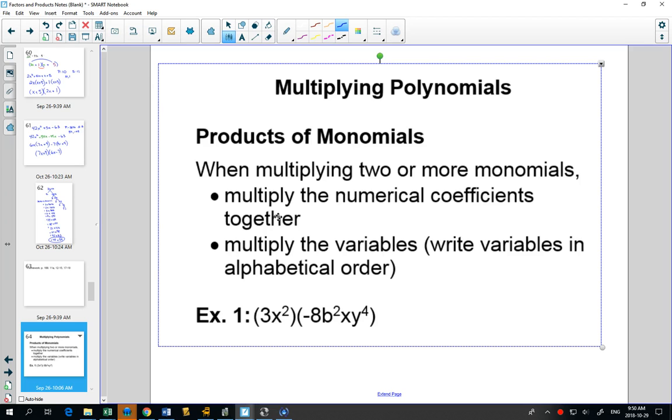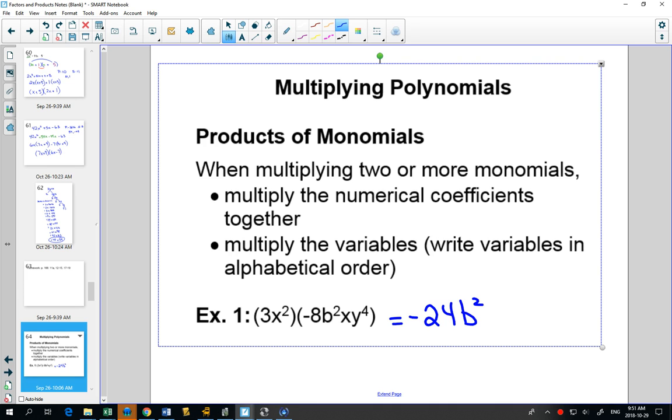So in this case, we look and say, oh, we have 3 and a negative 8. And if I multiply those together, my numbers multiplied together will give me negative 24. And then we wrote and multiplied our variables together. So in this case, we have an x squared in the first one multiplied by a b squared x and an x to the 4 in the next one. So when we multiplied those out, this is our exponents unit, we'd still have a b squared.